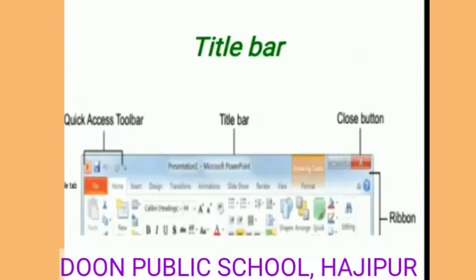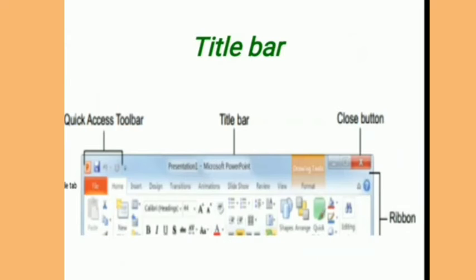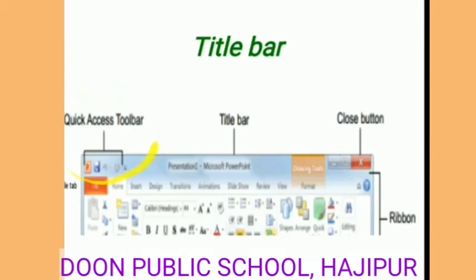So our first part is the title bar. The title bar is located at the top of the PowerPoint window. We have studied about this in our Word also. It is similar to that. It displays the name of the file and the name of the program. The quick access toolbar is present on the left of the title bar. It contains icons for frequently used commands such as save, undo and redo. You can see the quick access toolbar here.